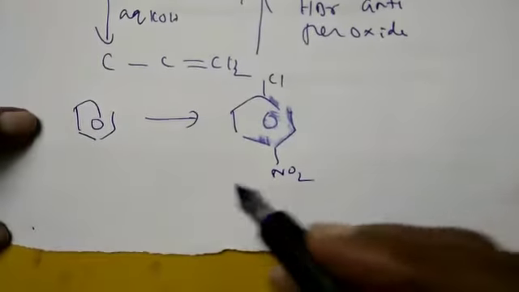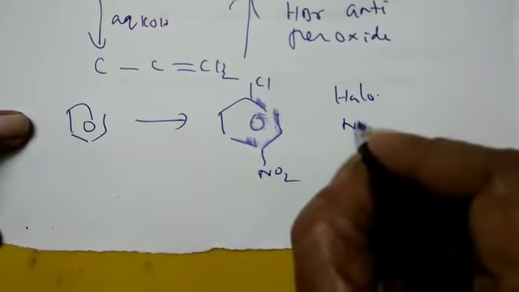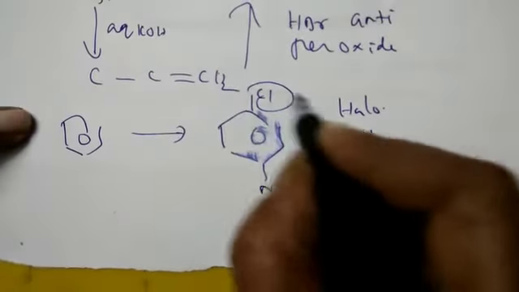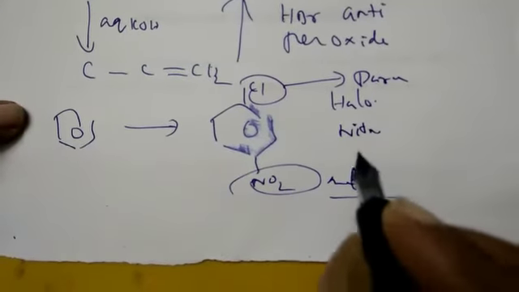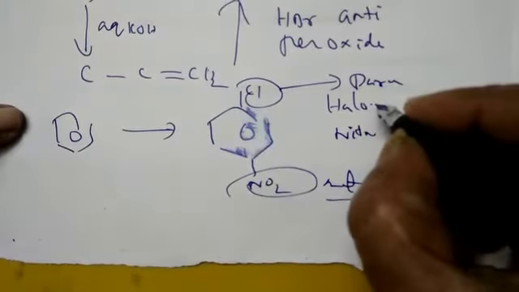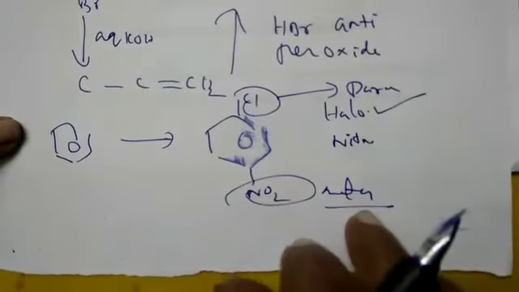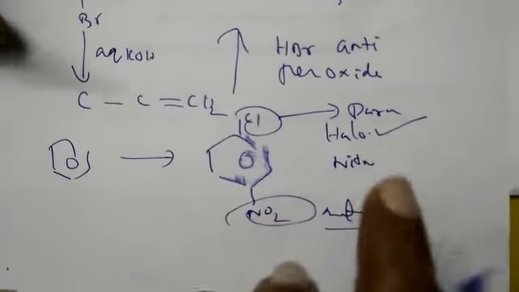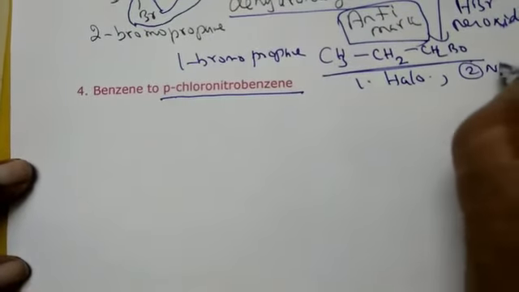Here the idea is that there are two things: one is halogenation, another is nitration. Among these, which gives the para derivative and which the meta derivative? Because of this, we have to follow halogenation first. This is very important: order of priority. You should not go for nitration first. So we go first for halogenation, then nitration. Let us write the tips now.